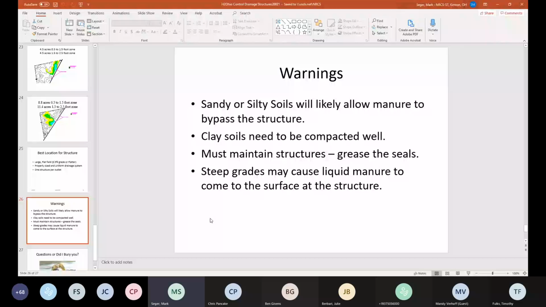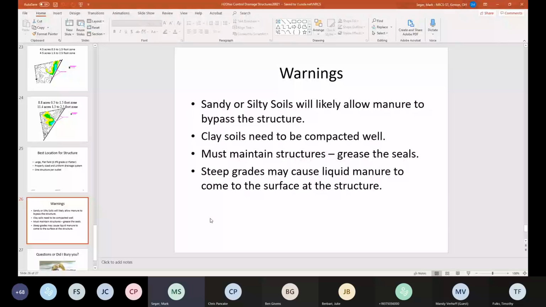We're putting these in clay soils. We just need to make sure we have good compaction and that we're not damaging the structure when we're putting these in. We have to maintain these structures. The seals or the gaskets on these boards, you need to make sure they're lubricated and maintained. If they dry out, they could tear off.